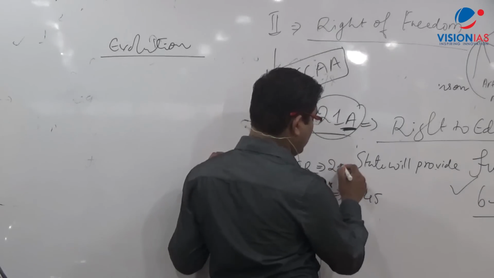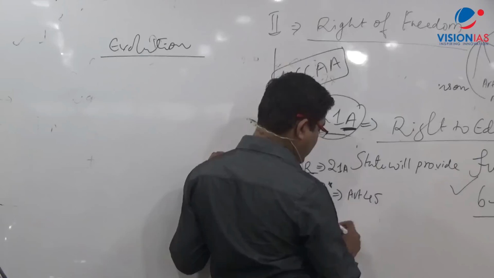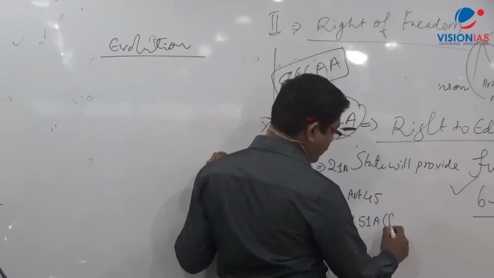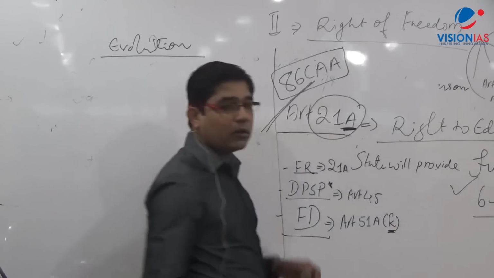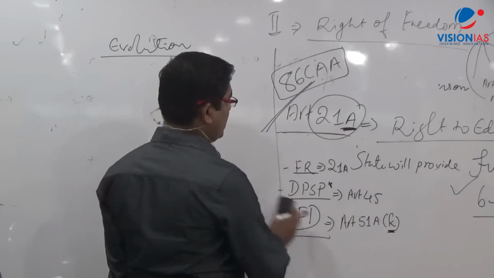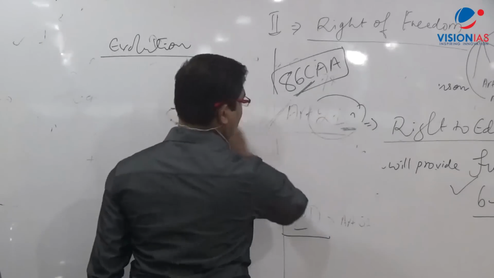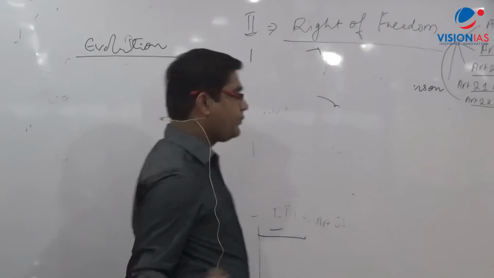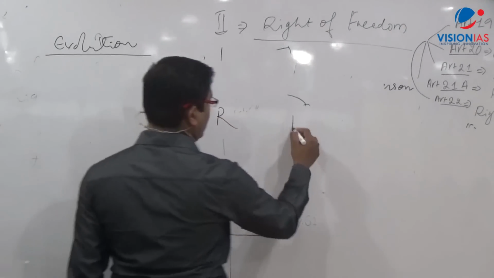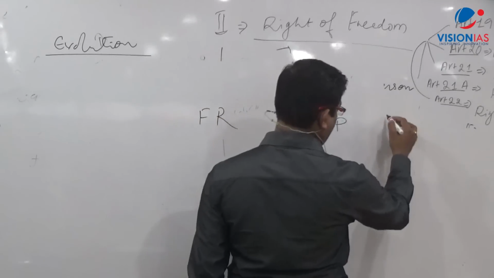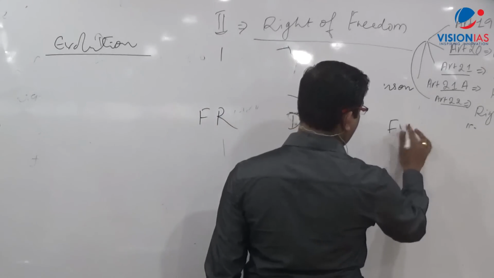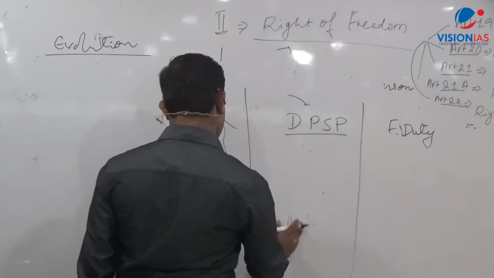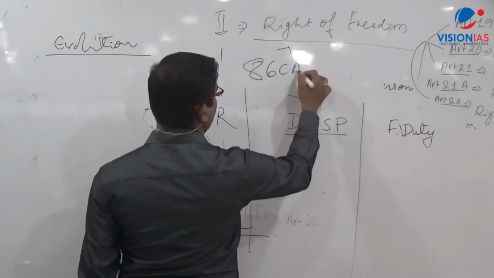Here the fundamental right newly added is 21A, and the fundamental duty is Article 51A clause K. So we will discuss what has happened in this basically. You can remember it this way: fundamental right, directive principle of state policy, and fundamental duty. Three things have changed through the 86th Constitutional Amendment Act.